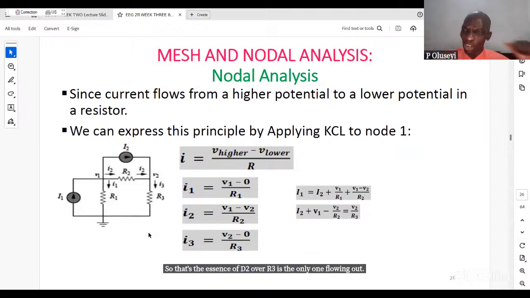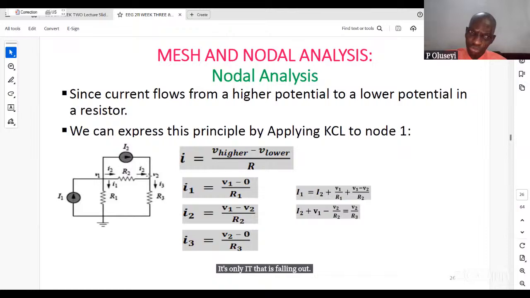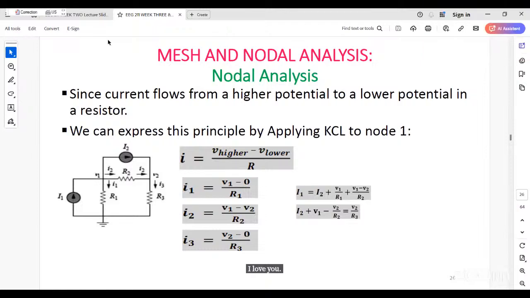So that's the essence of V2 over R3 being the only one flowing out. If you go along with what I just showed you about KCL, it's only I3 that is flowing out, while lowercase I2 and uppercase I2 are flowing in. Does it make sense now, Anozie? Yes, sir, it makes sense. Thank you.